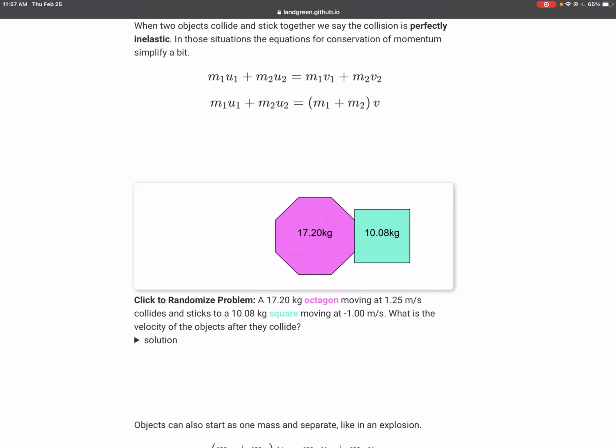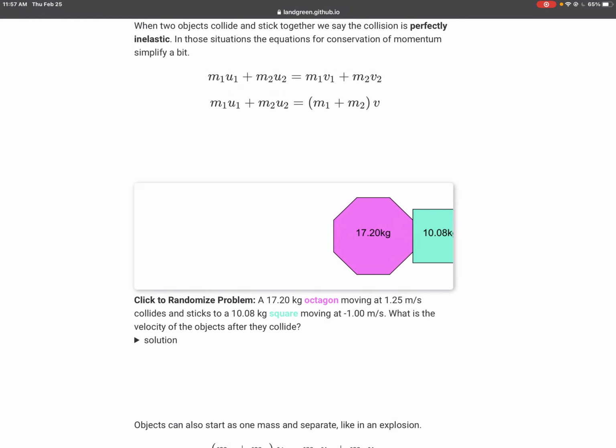When they collide, they stick together, and if you notice, their final velocity is going to be the same. They still obey the law of conservation of momentum, which says that the total momentum before the collision equals the total momentum of the objects after the collision.